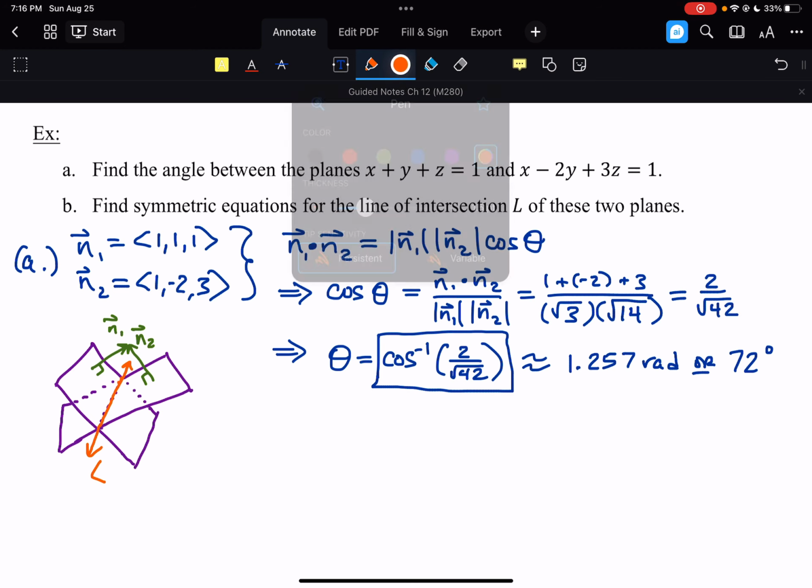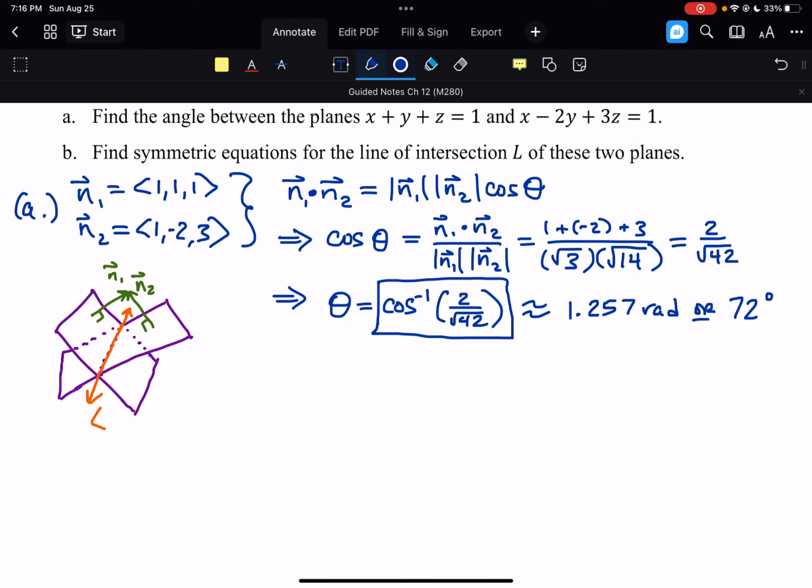So in order to get the equation of this line, we're going to need a point on the line so that we can get a position vector, and we're going to need the direction vector for the line. Okay, so let me separate this off here. So we're in part B now.